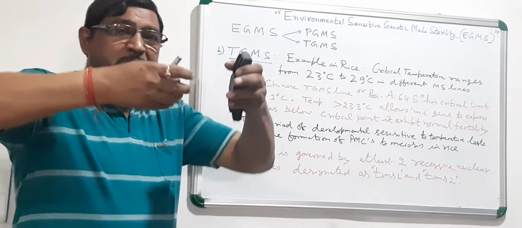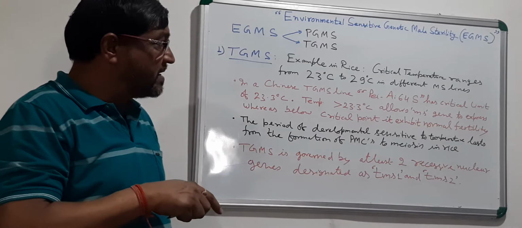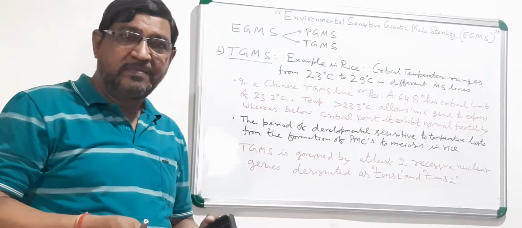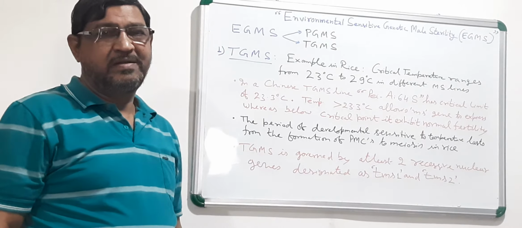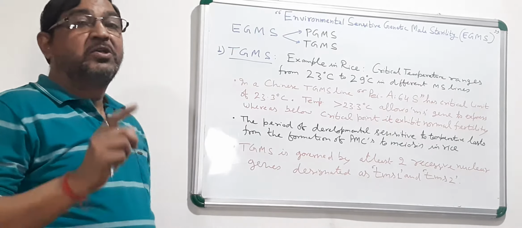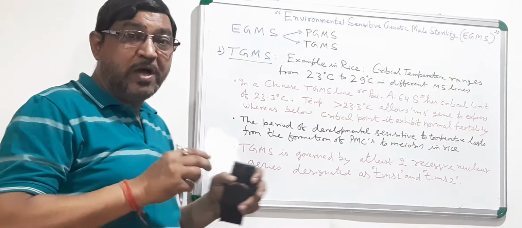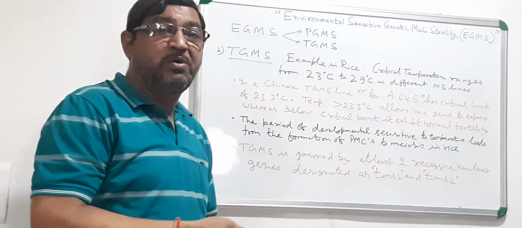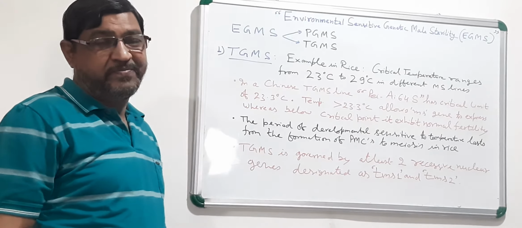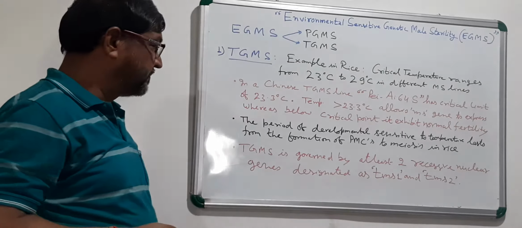When the temperature is below that critical point, 23.3 degrees Celsius, in PAI64S lines, then plants become normal. They behave male fertile, like normal plants. So it means for this particular male sterile line, you have to provide more than 23.3 degrees Celsius for expression of male sterility. In this way, TGMS is behaving.